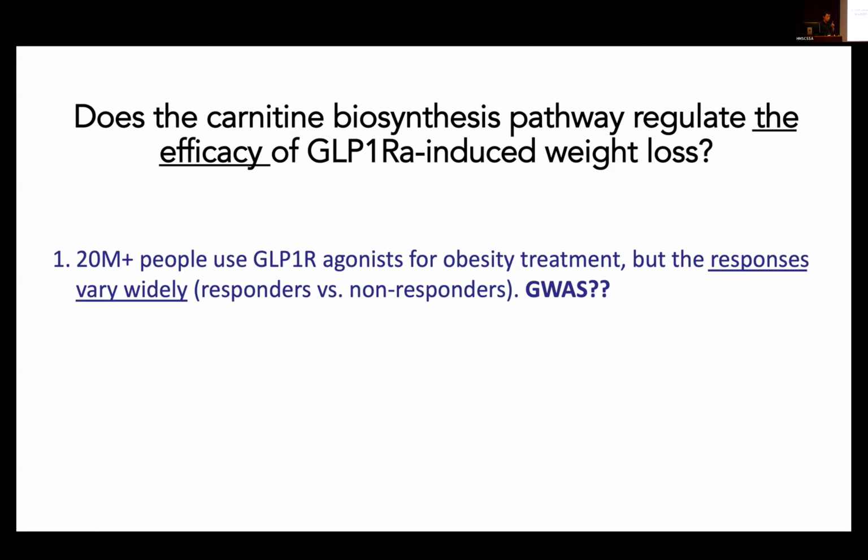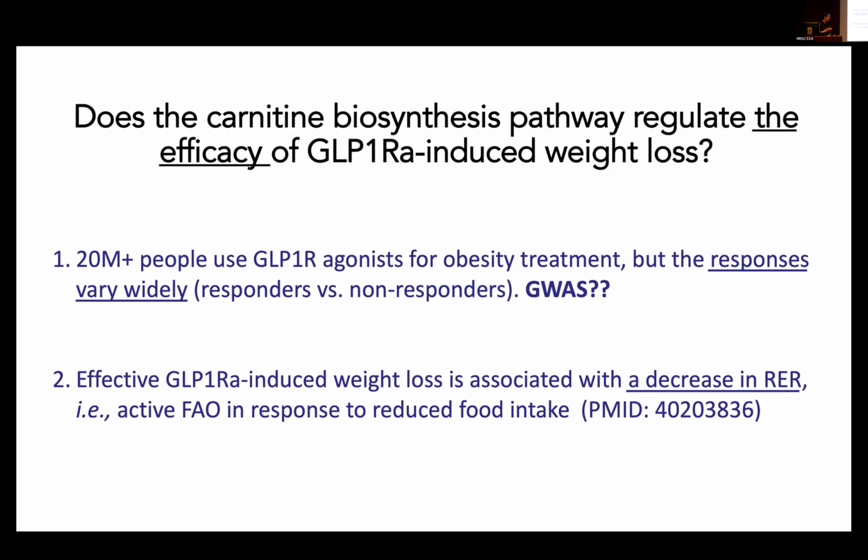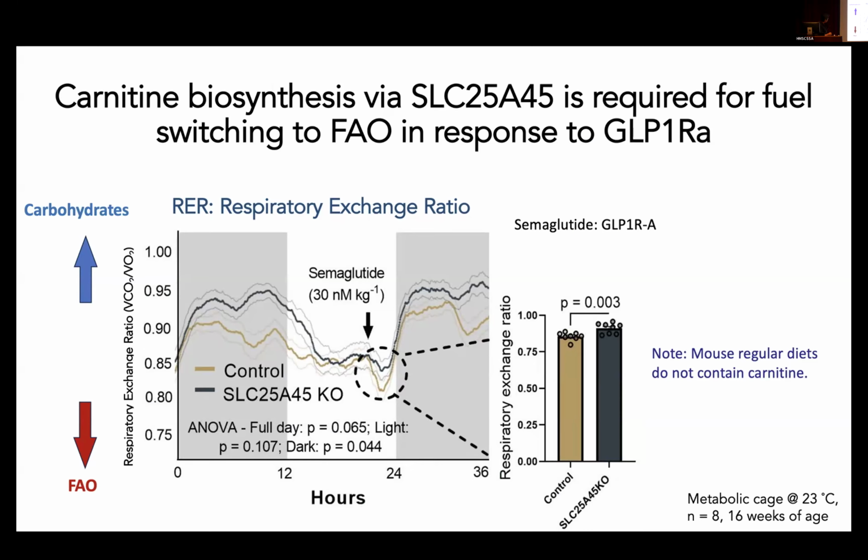Nonetheless, clinical observation shows that effective GLP-1-induced weight loss is associated with a decrease in RER in humans, meaning active fatty acid oxidation. It makes sense because, again, GLP-1 suppresses food intake and induces a fasted state. The peripheral tissues have to respond to that by starting to use fatty acid. And maybe, based on our work, carnitine synthesis may be important for that.